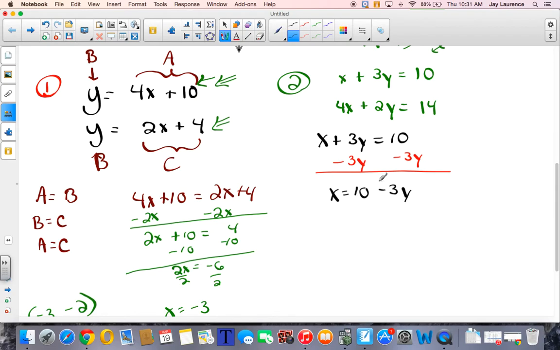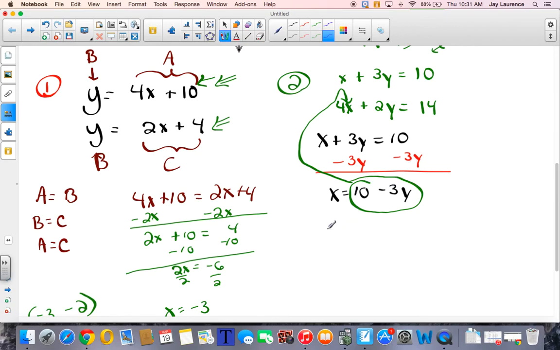Now, I'm going to substitute. It looks a little different than this one, but it's the same idea. x is the same as 10 minus 3y. I'm going to take this and put it in for x in the second equation. You cannot put it into the first equation. Why not? Because I solved for x in the first equation. If you do, you're going to end up with an infinitely true statement. Okay? You must substitute into the other equation.